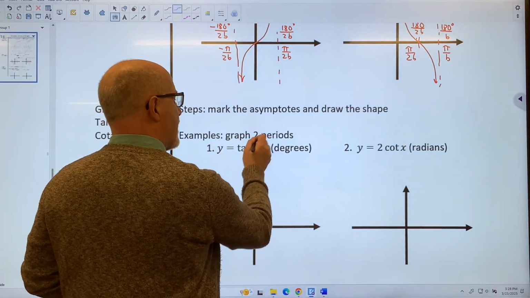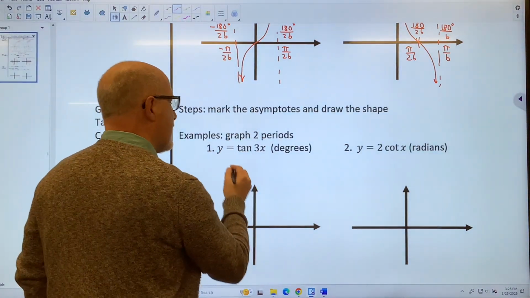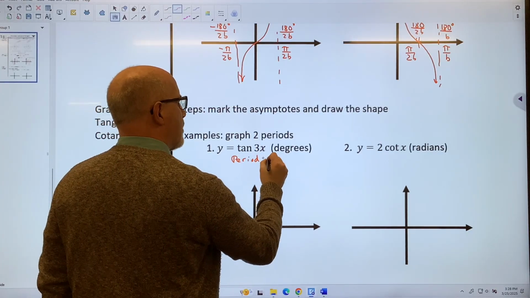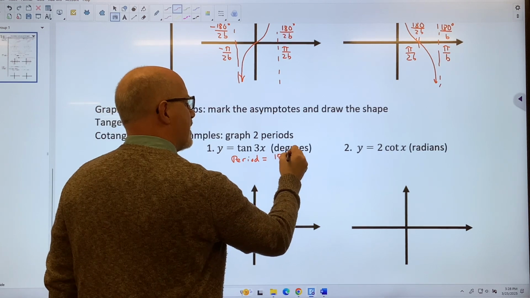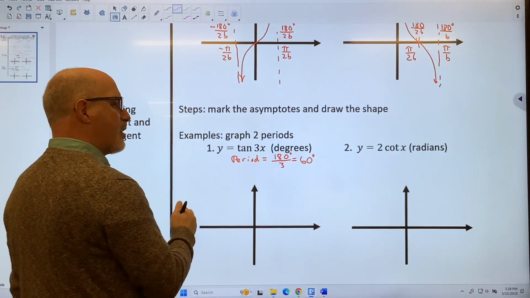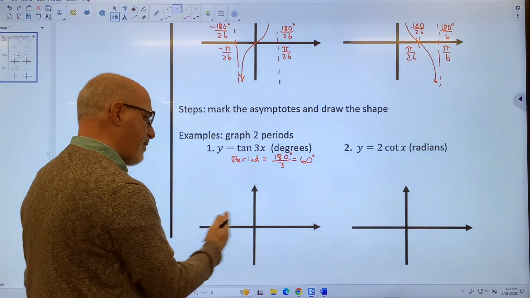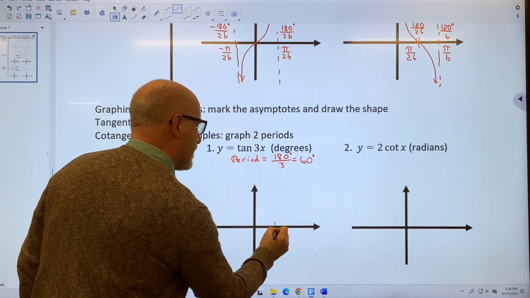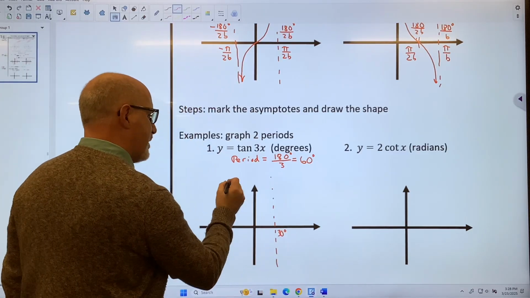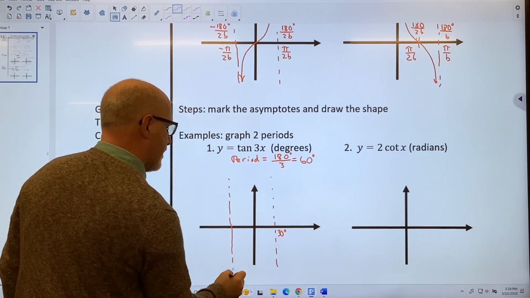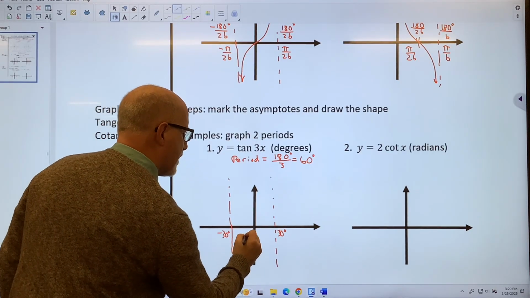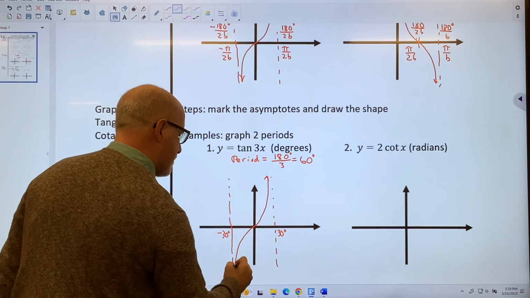So for this one, I've got a number on the inside, so I'm going to take that 3 and change my period. The period here is going to equal, since I'm in degrees, 180 divided by 3. That's going to give me 60 degrees. And so remember, half a period forward, half a period back. So that would make this asymptote here be at 30 degrees, and this asymptote back here be at negative 30 degrees. And then I start down, and then I come into the origin and out toward the asymptote.